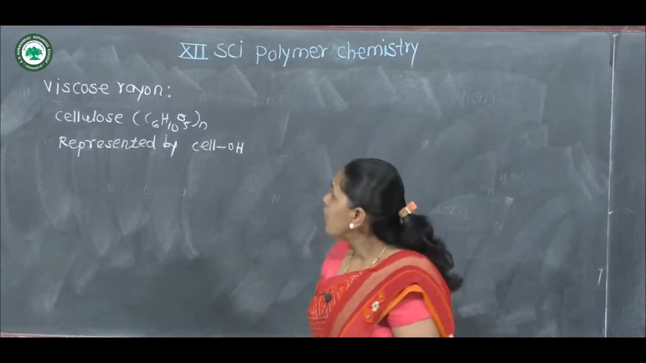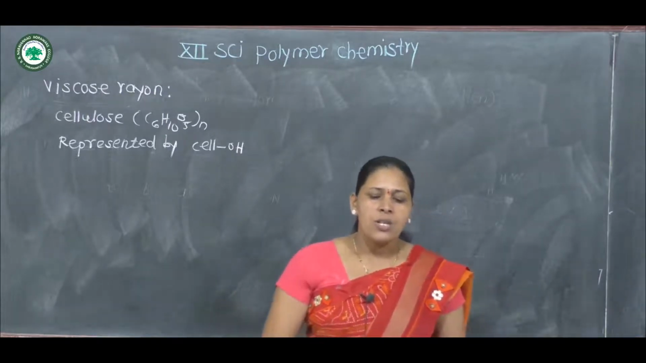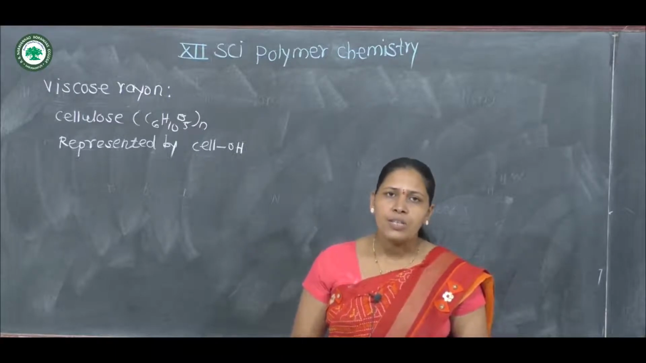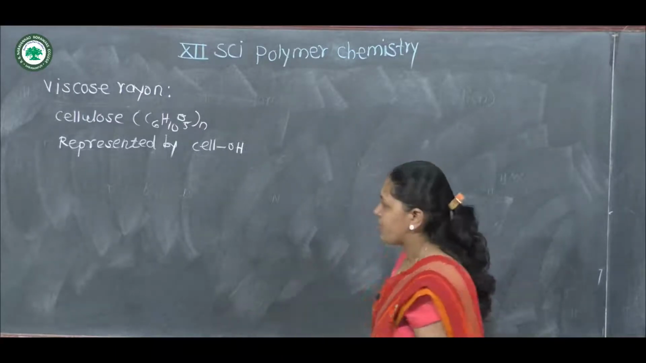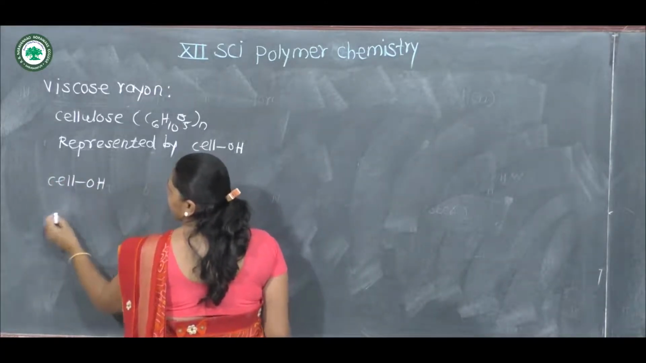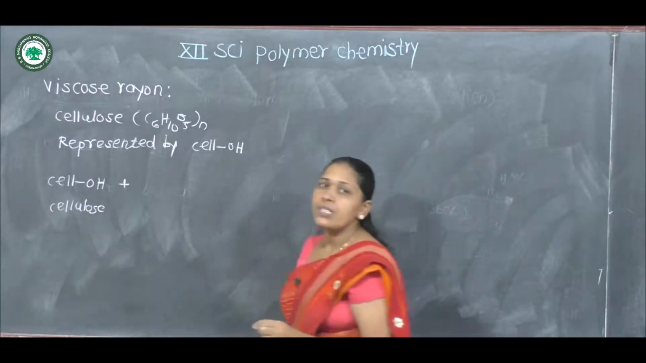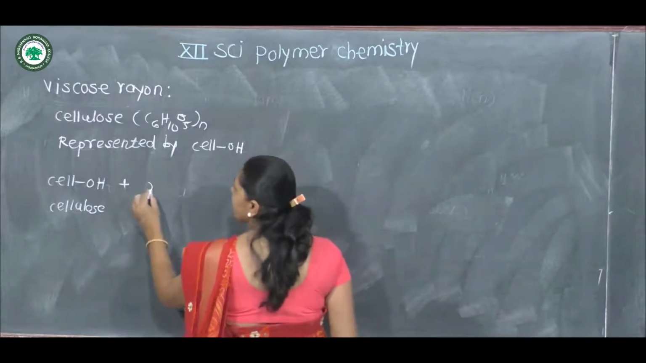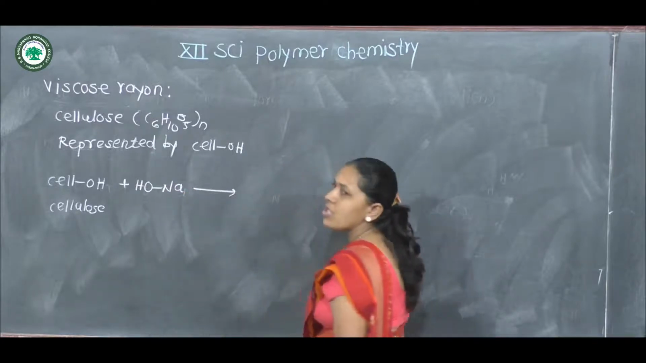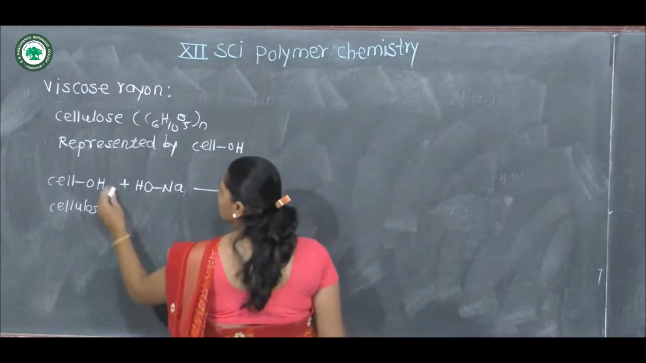Then how does this cellulose undergo polymerization to form viscose rayon? Cellulose in the form of wood pulp reacts with NaOH. First step, cellulose in the form of wood pulp reacts with sodium hydroxide to form alkali cellulose by removal of a water molecule.